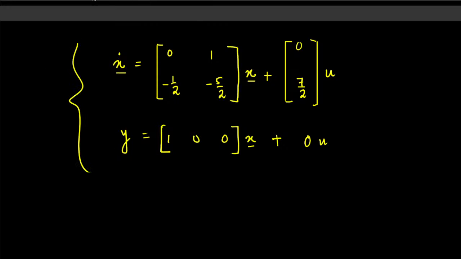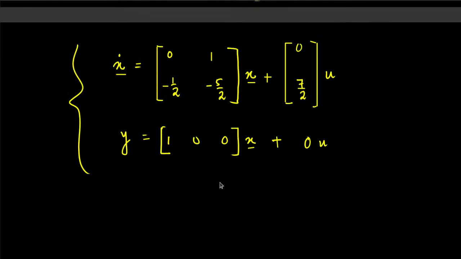This equation is the state equation, this equation is the output equation. Here matrix A is this matrix, matrix B is this matrix, matrix C is this, matrix D is this. So A, B, C, D, these four matrices are now describing the system. Okay, so this is the state space model.